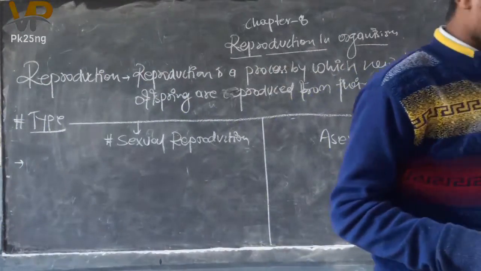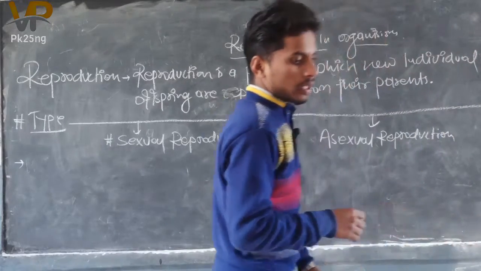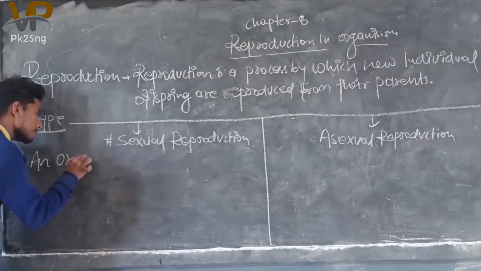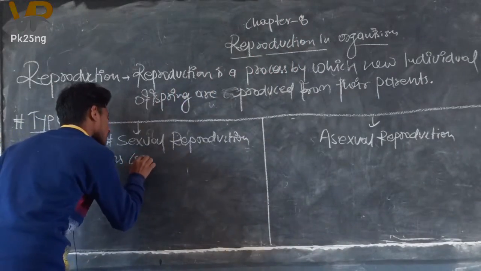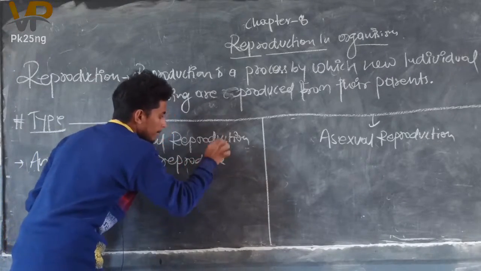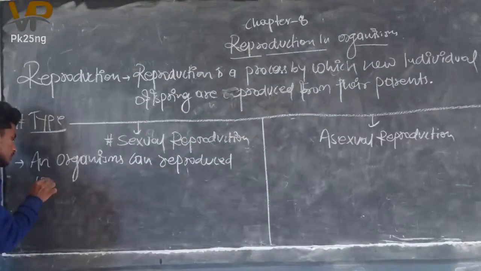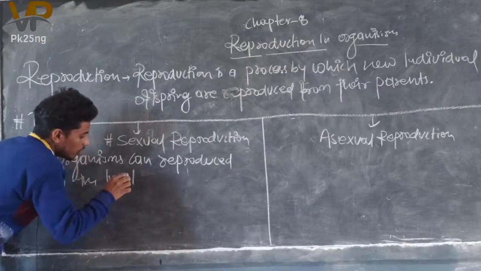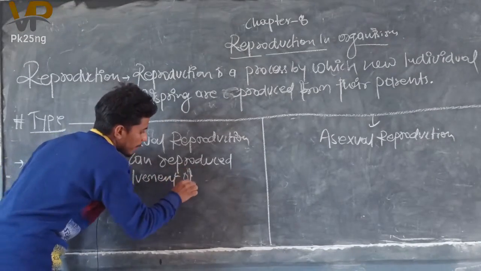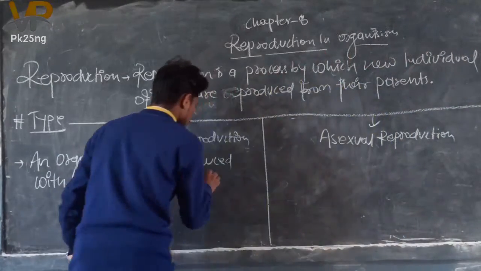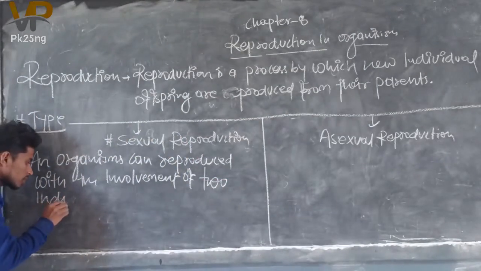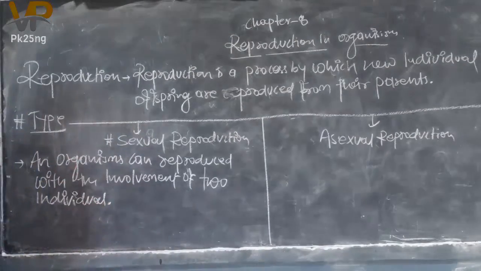In sexual reproduction, organisms can reproduce with the involvement of two individuals. What is the meaning of that?